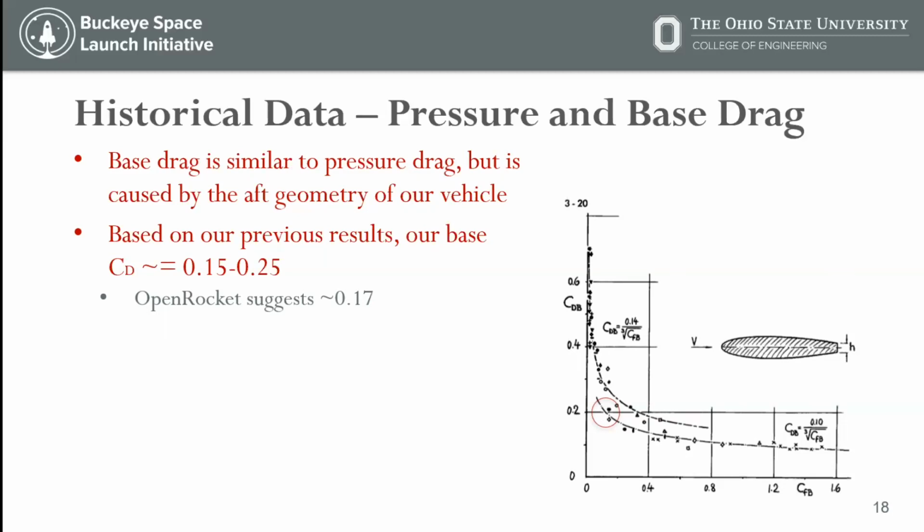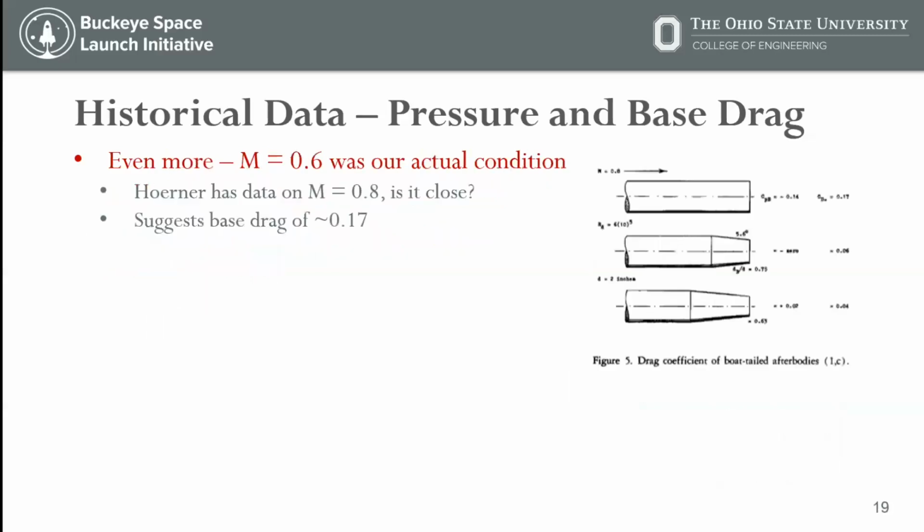And then we can see here that we're looking at around 0.15 to 0.25 for our base drag coefficient. So what this is telling us is that we should expect our base drag coefficient to be higher than our pressure drag coefficient. And OpenRocket suggests something similar. It actually suggests something about 0.17. Moving on, we can even refine this guess a little more.